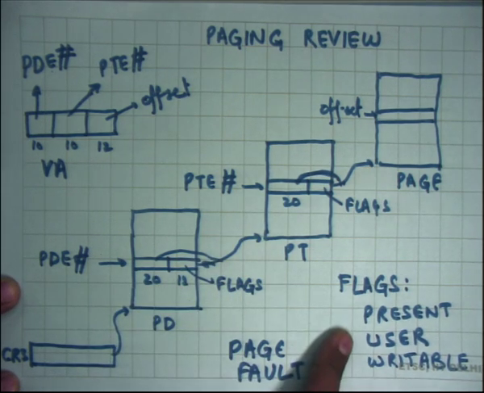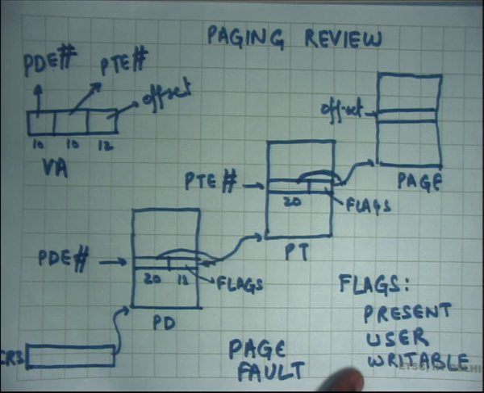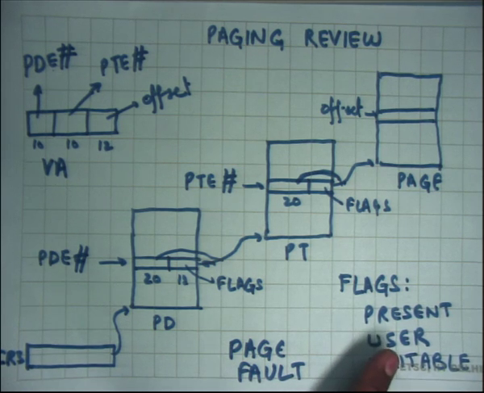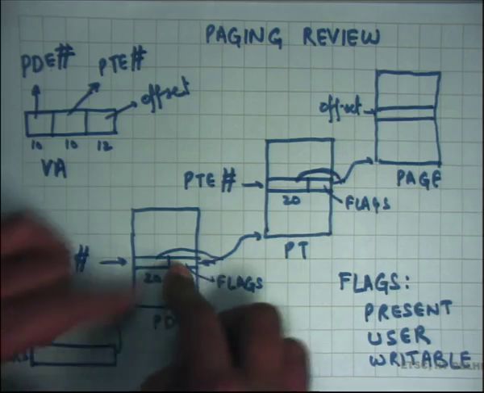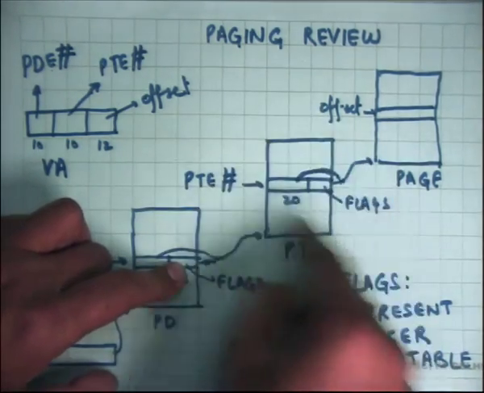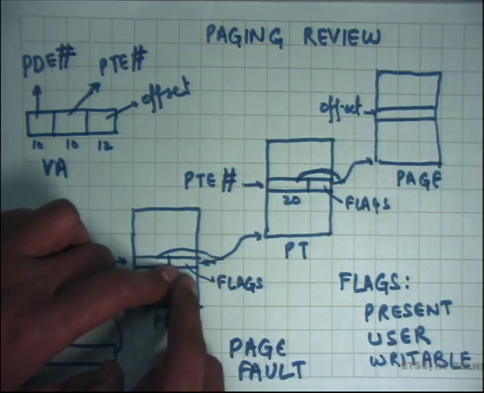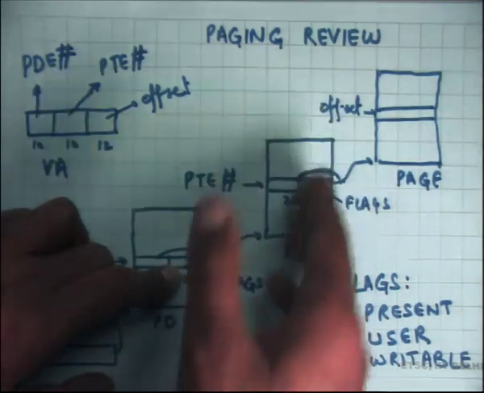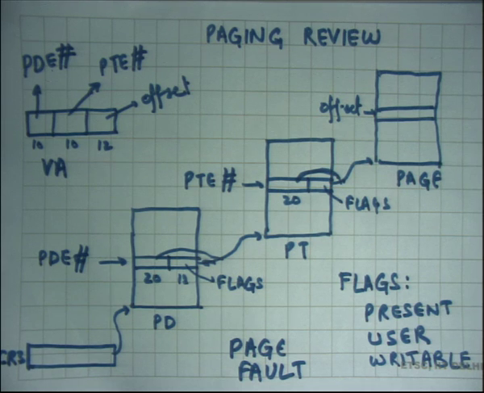These flags, the three relevant flags for us, are present, user, and writable. So whether the page is present, whether page table is present in this case, whether a user mode execution can access it, and whether it's writable. So for example, if this is non-writable, then all the pages which are referenced from here are all non-writable. On the other hand, if this is writable, then depending on what the flags are in the corresponding page table entry, the page will have writable or read-only permissions.